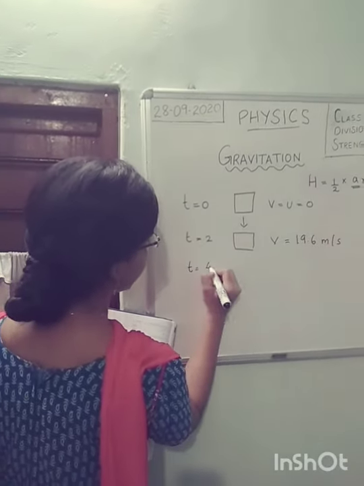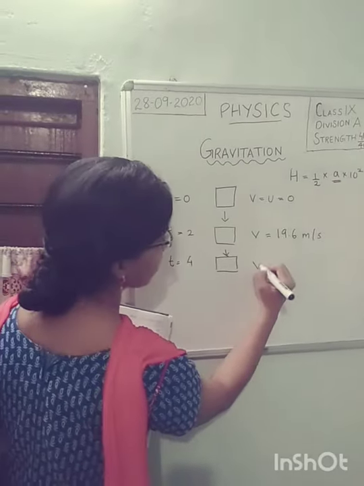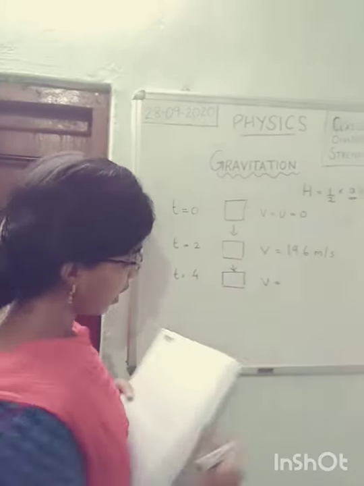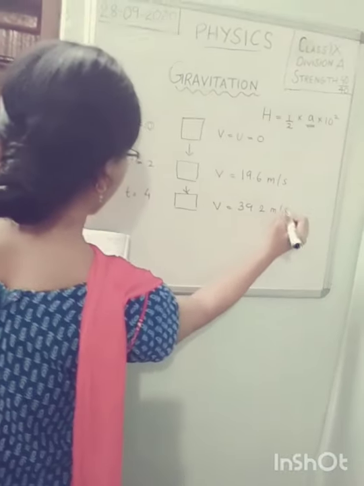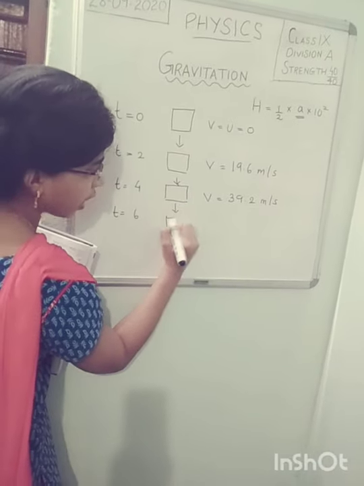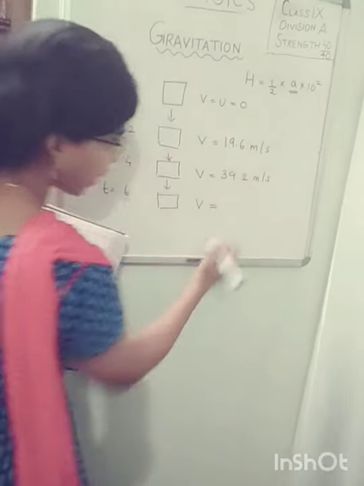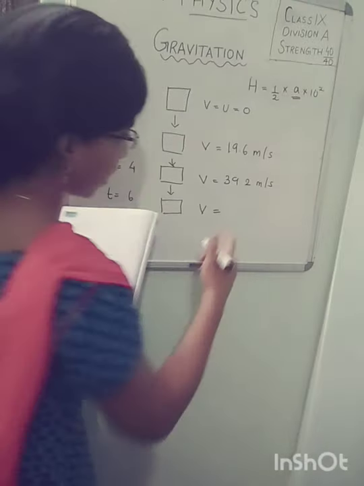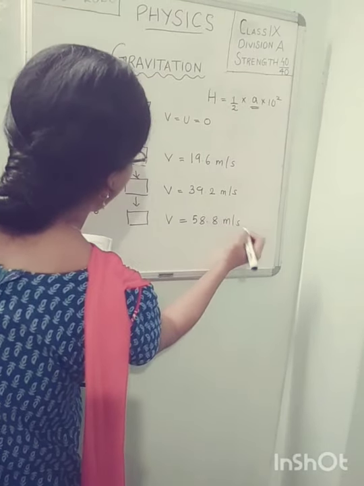After 4 seconds, the box again moved down and its velocity becomes 39.2 meters per second. After 6 seconds, the box again moved down. What will be the velocity? Will it increase, decrease, or remain the same? It will increase. It increased to 58.8 meters per second.